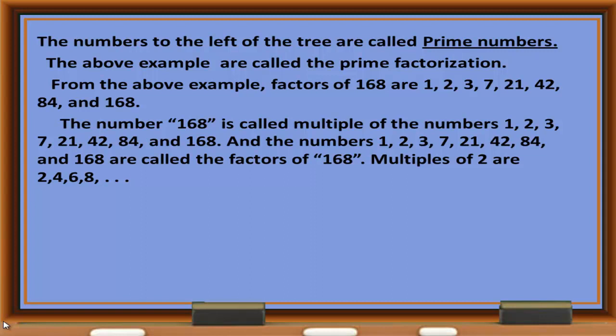Multiples of 2 are 2, 4, 6, 8. That is 2 times 1 is 2. 2 times 2 is 4. 2 times 3 is 6. 2 times 4 is 8, and so on. These are called multiples of 2. Again, as we have said, these numbers are factors of 168. And 168 is a multiple of the numbers 1, 2, 3, 7, 21, 42, 84, and 168.